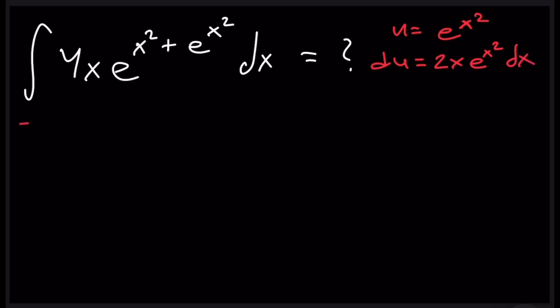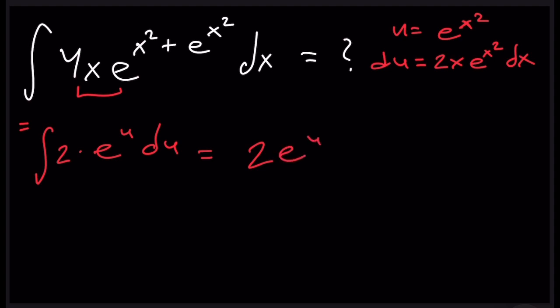So this equals the integral of 2 times e to the u du, as this part just represents du. And so once we have this, we already know how e to the u integrates. And then just plug u back in and you get 2e to the x squared as your final answer.